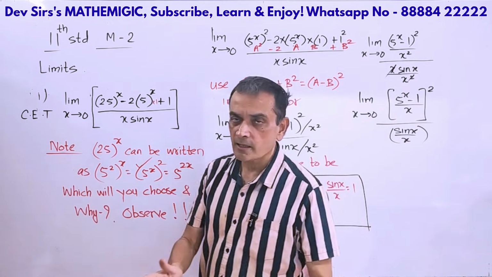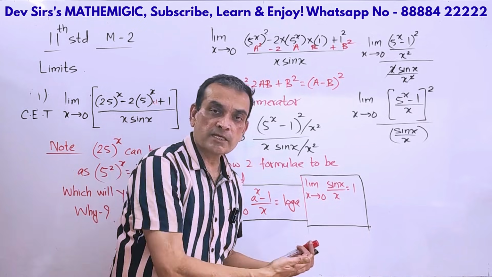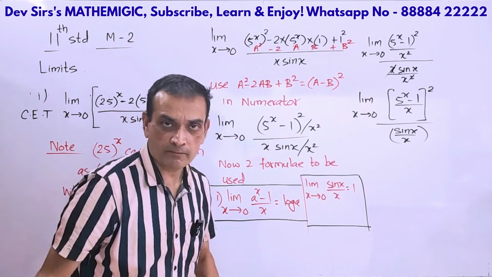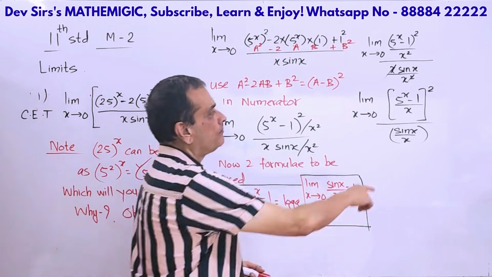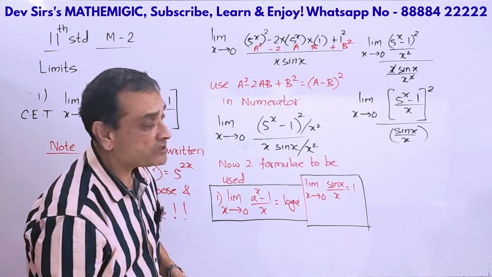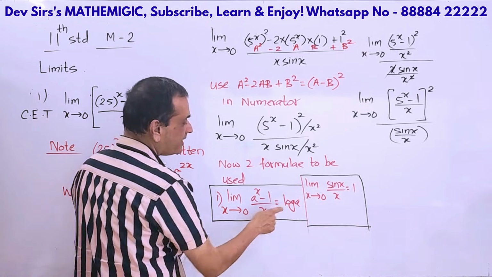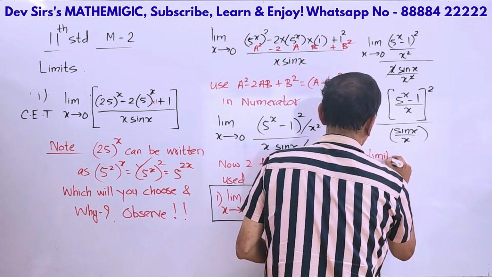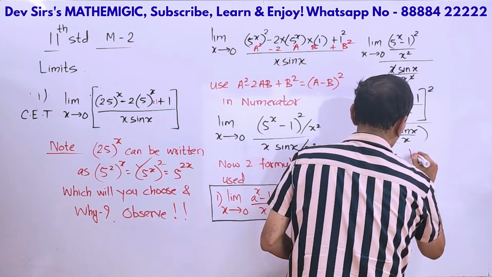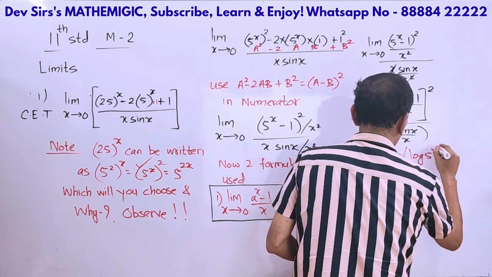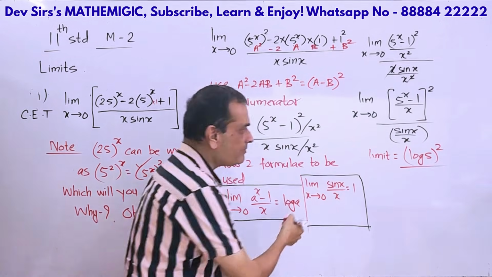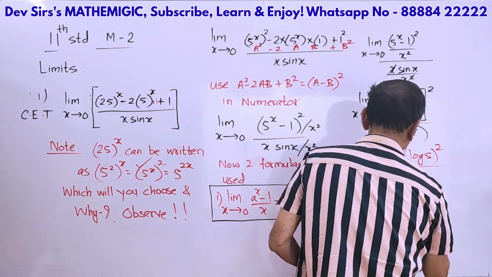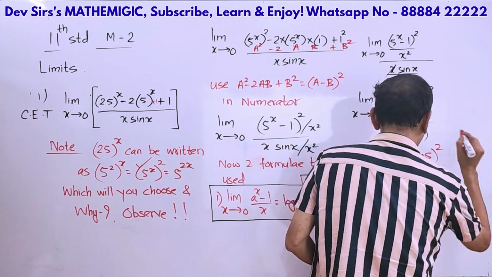We again, like in the earlier video, have two formulae inside this. We created two formulae by dividing numerator and denominator by x squared. Which is the first formula? A raised to x minus 1 upon x is log a. So 5 raised to x minus 1 upon x is log 5, bracket squared. Sin x upon x, limit x tends to 0, is 1. So the final answer is log 5 bracket squared.